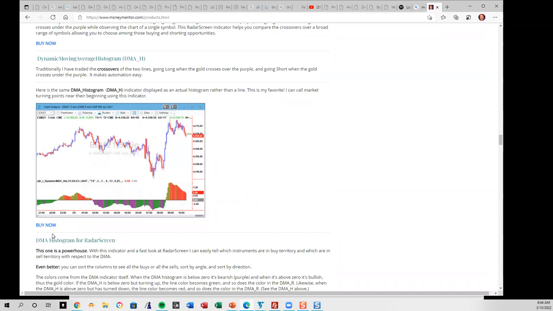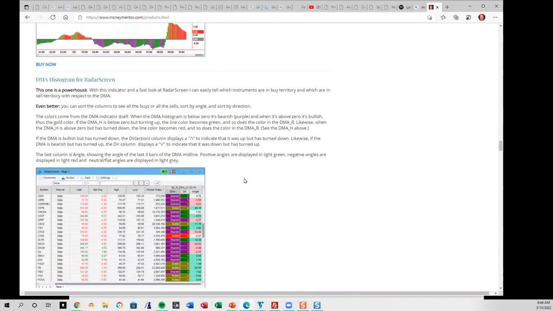This is my DMAH, dynamic moving average histogram. And you can see this, it's gold, goes up and it turns red. That's the time to short. Purple was still short. Right here, it turns green. That's time to go long. So I use that one as an advanced indicator.